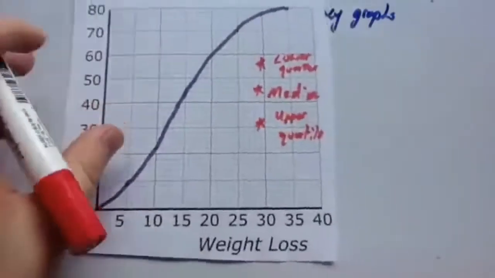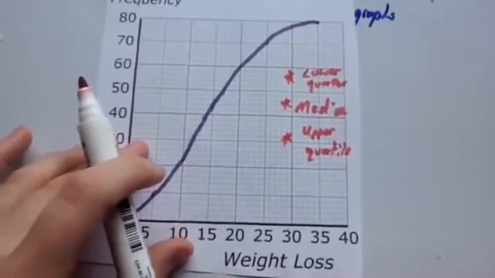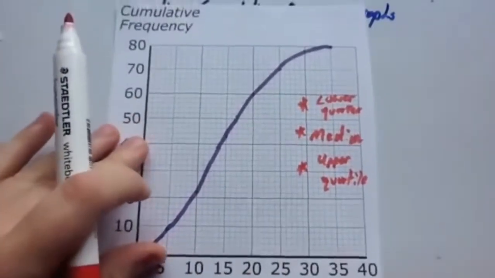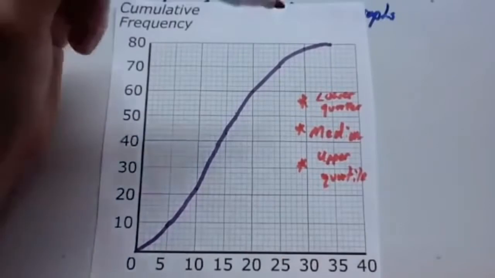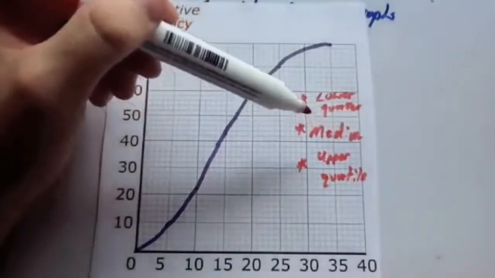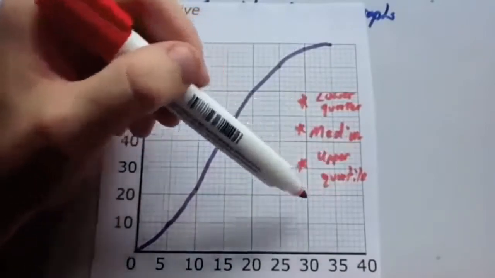Okay, so let's have a look at a cumulative frequency graph. Here's one I've drawn earlier, and it shows weight loss along the x-axis and cumulative frequency along the vertical axis. We're going to look at three things today: how to find the median first of all, and then how to find the lower quartile and the upper quartile.